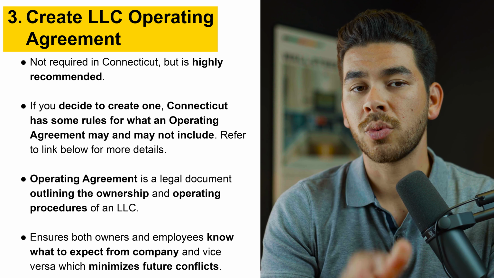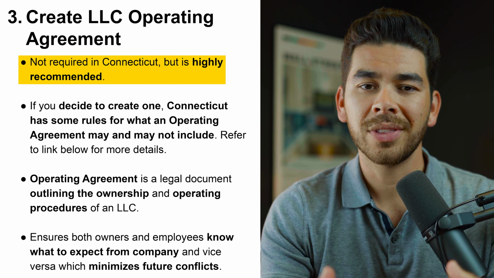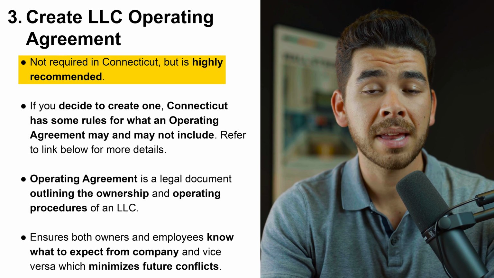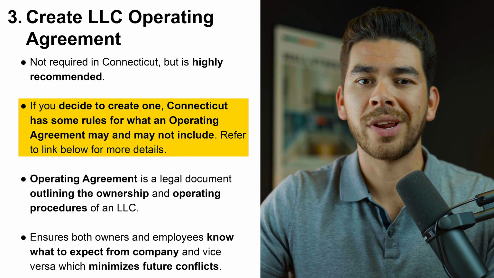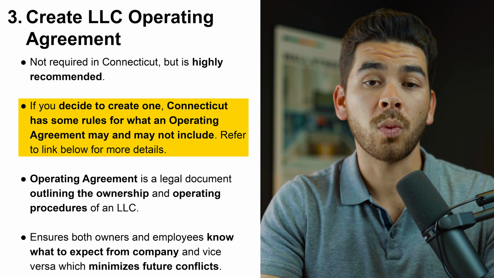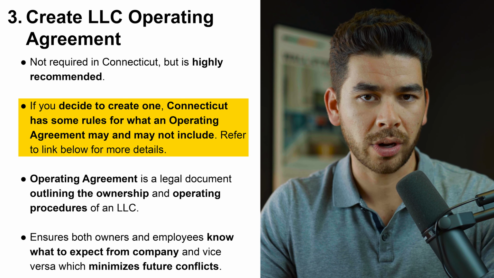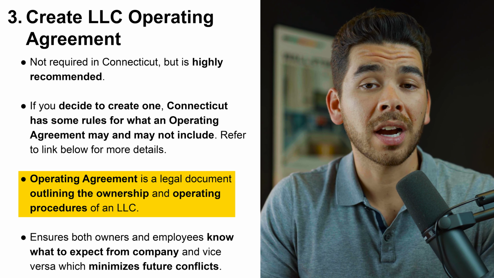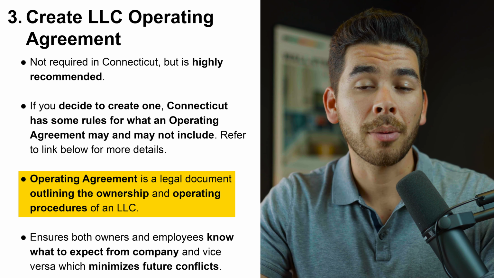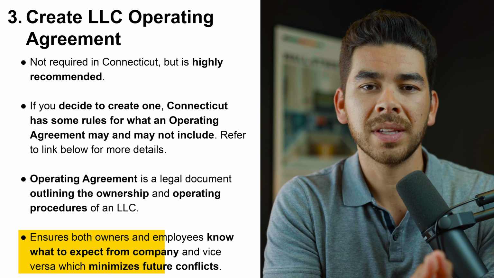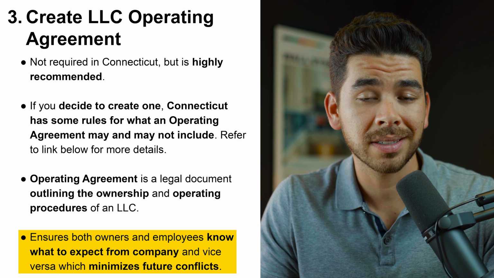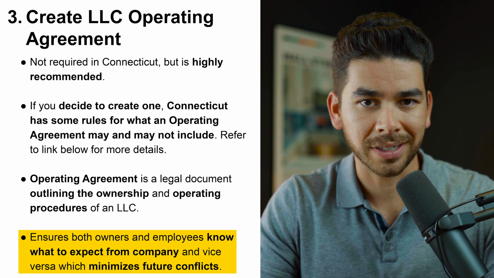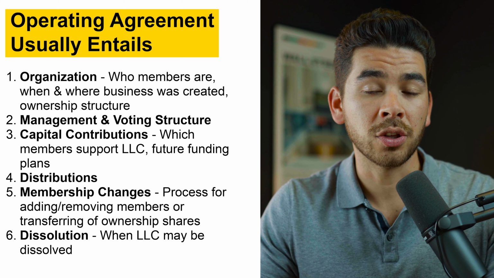Step number 3 is to create an operating agreement. Now, this is not required in the state of Connecticut, but it is highly recommended that you have one. If you decide to create an operating agreement, Connecticut has some rules on what you can and cannot have in the agreement. And the operating agreement is a legal document outlining the ownership and operating procedures of the LLC. This ensures that both the owners and employees know exactly what to get from the business, and this will help minimize future conflict.